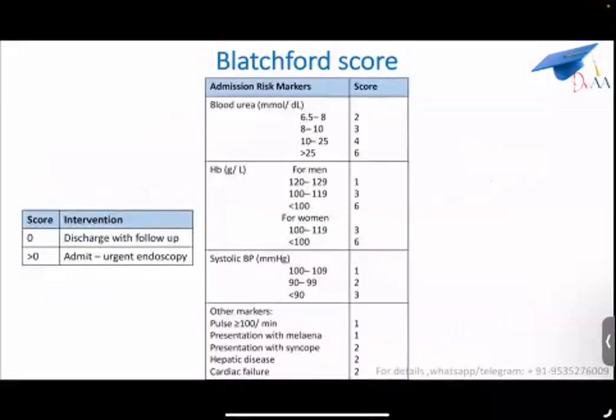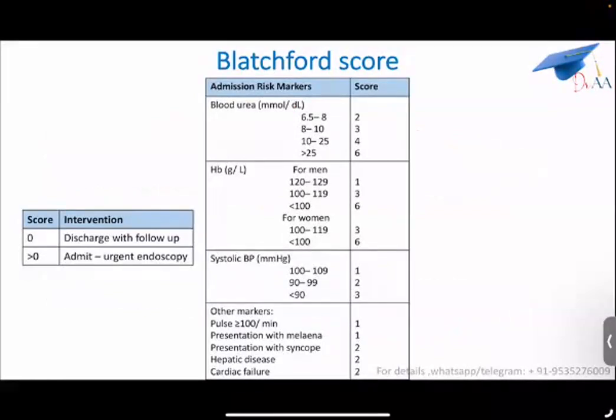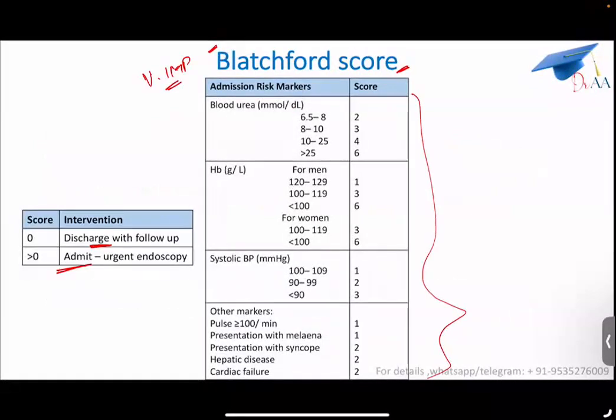So if a patient presents to the emergency department with an upper GI bleed, what do we do? We always get a scoring done, that is the Blatchford score. The Blatchford score is again a very important part of upper GI bleed. This scoring is done because if they don't have any one of the following, then you can discharge them safely. If any one of the following is there, they require admission. Sometimes they might require immediate endoscopy. Sometimes after admission, they can electively get an endoscopy done.